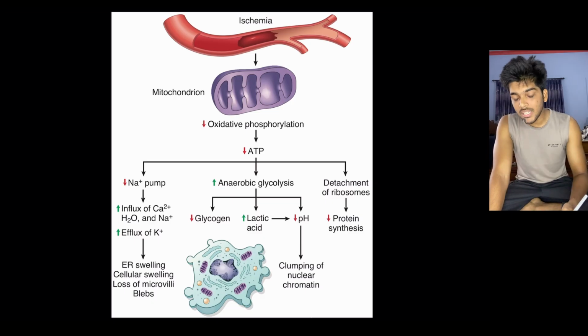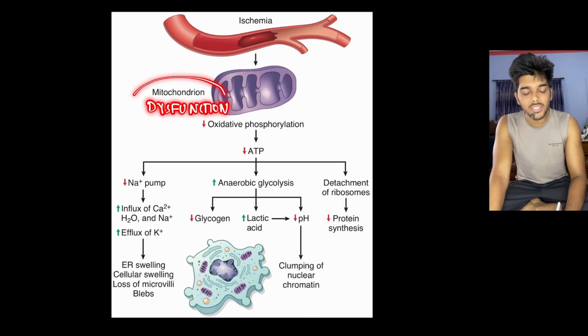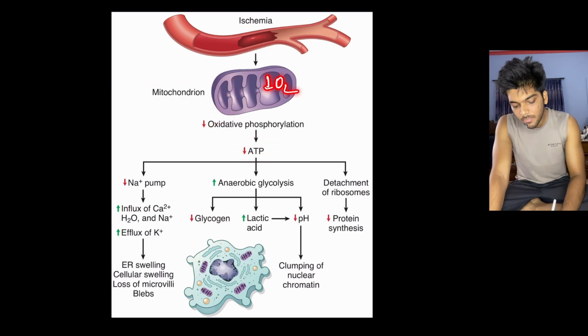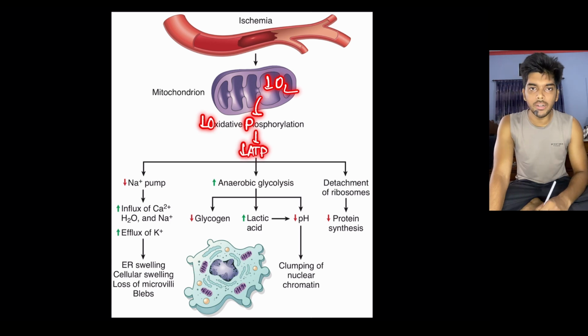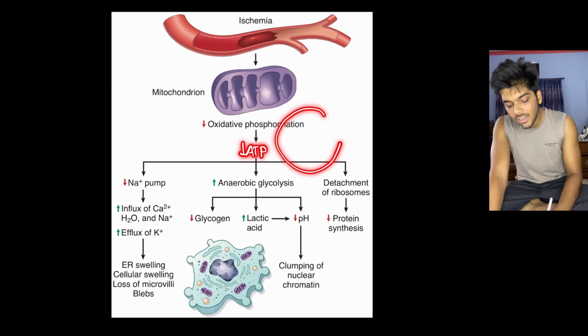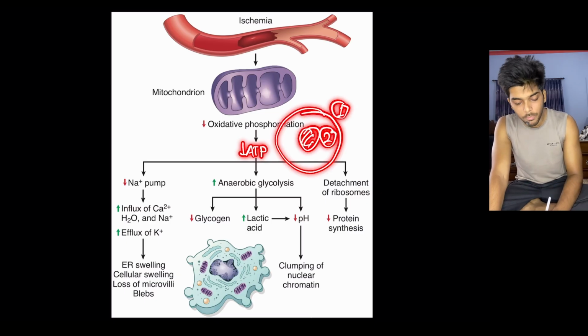When there is hypoxia, cell injury takes place, and the very first change that is seen is mitochondrial dysfunction. That is, there is impairment in the function of the mitochondria because it is unable to produce ATP. If there is reduced oxygen supply, there is reduced oxidative phosphorylation within the mitochondria, and obviously reduced production of ATP by the mitochondria. When there is reduced ATP production, changes at 3 different levels take place: number 1 at the level of plasma membrane, number 2 at the level of cytoplasm, and number 3 at the level of nucleus.